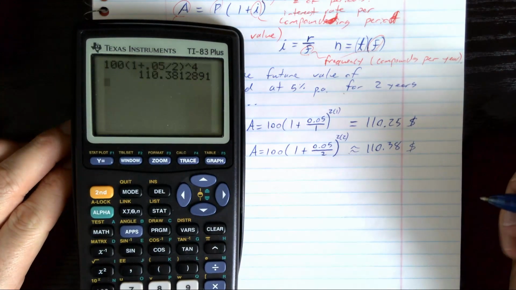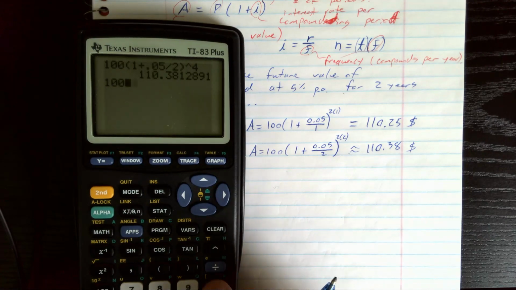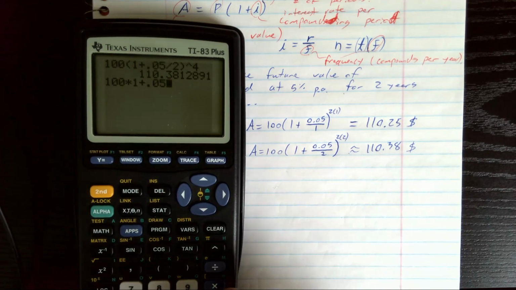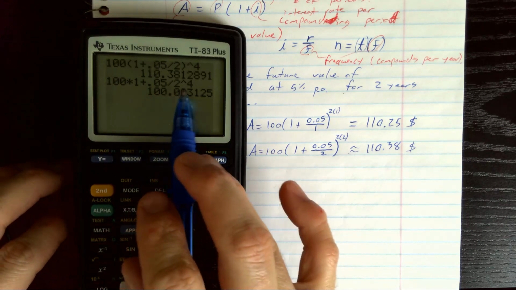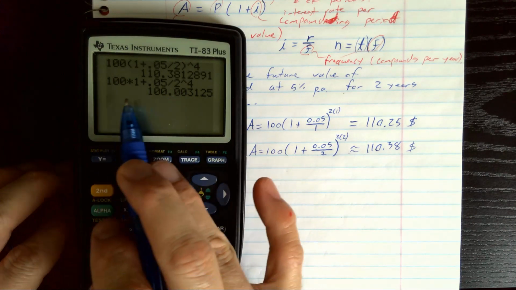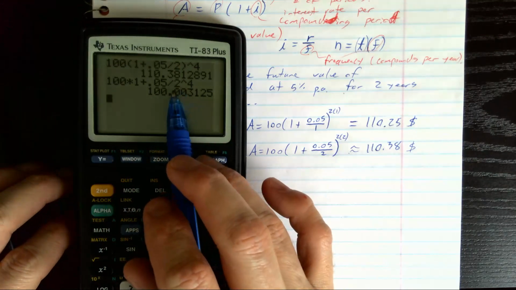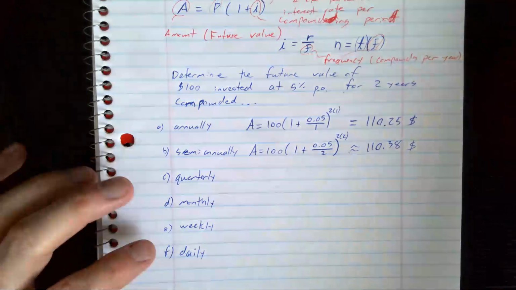Mistakes that sometimes students make: if I do 100 times 1 plus 0.05 divided by 2 to the exponent 4, there are a lot of mistakes there. I need brackets around my base. I need the exponents off. I think I'm dividing by 2 to the exponent 4 here. All sorts of trouble.